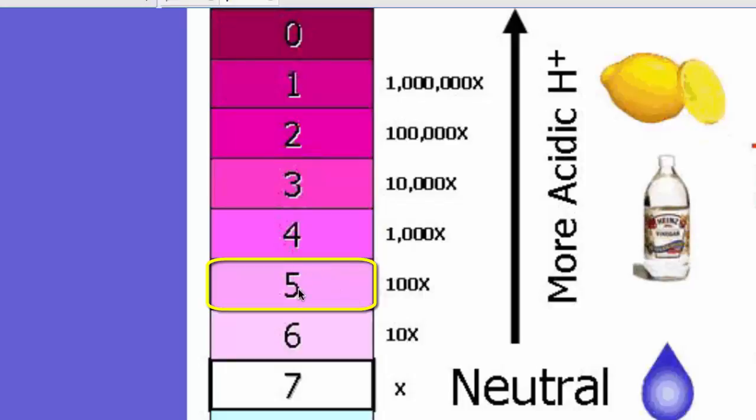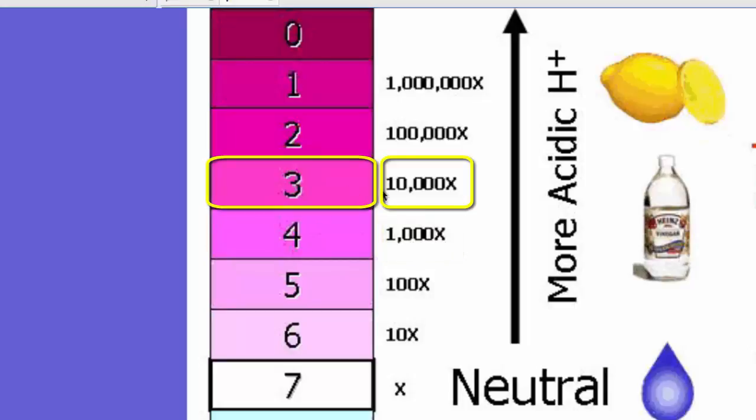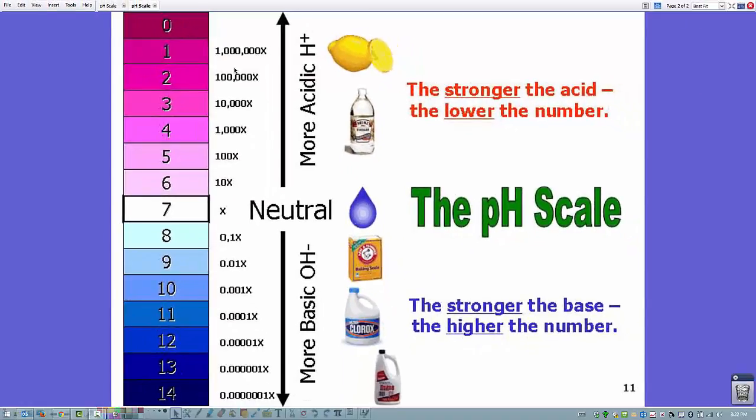A pH of 5 would mean 100 times more H+ ions. A pH of 4 would mean 1,000 times more. A pH of 3 would be 10,000 times more, and so on and so forth. The reason that this is important is that H+ ions are very reactive. If enough H+ ions are present in solution, they will react when they come into contact with other materials.